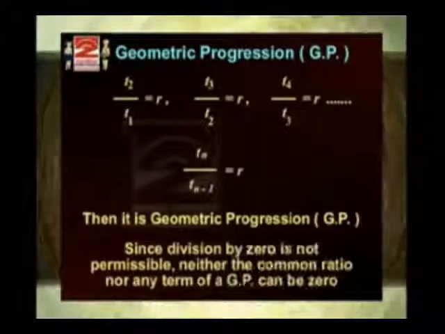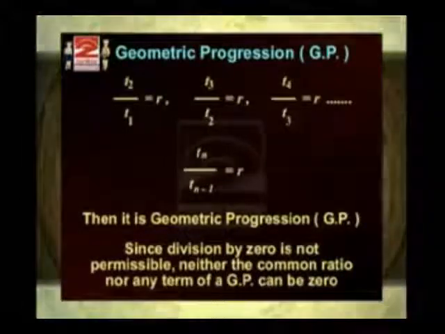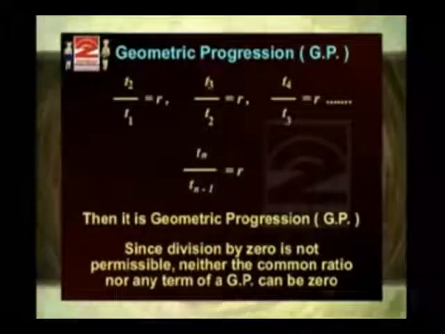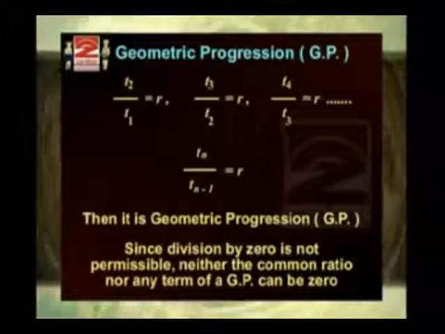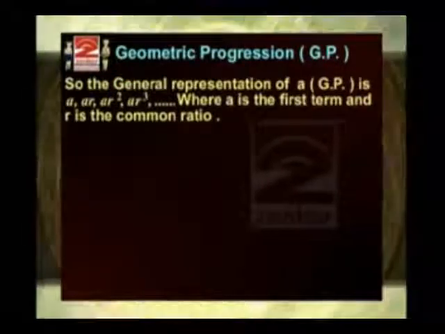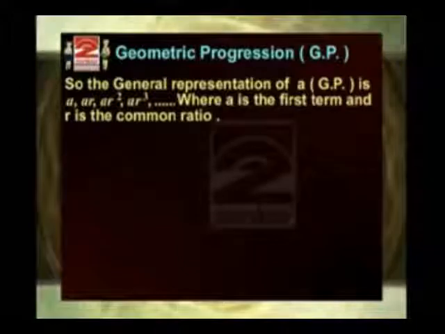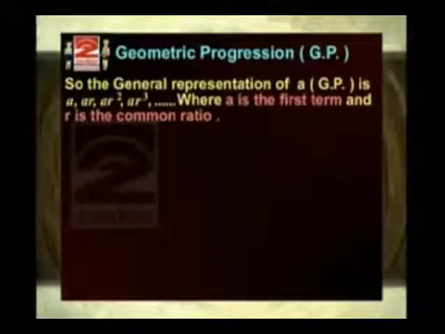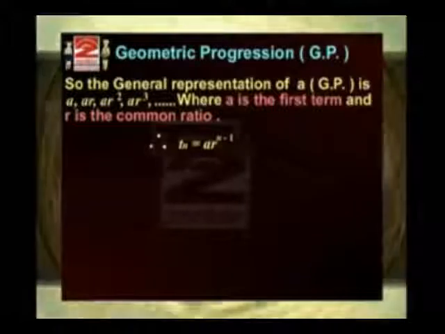But remember, since division by 0 is not permissible, neither the common ratio nor any term of a GP can be 0. So the general representation of a GP is A, AR, AR square, AR cube, ..., where A is the first term and R is the common ratio. Therefore, Tn is equal to A into R raised to n minus 1.